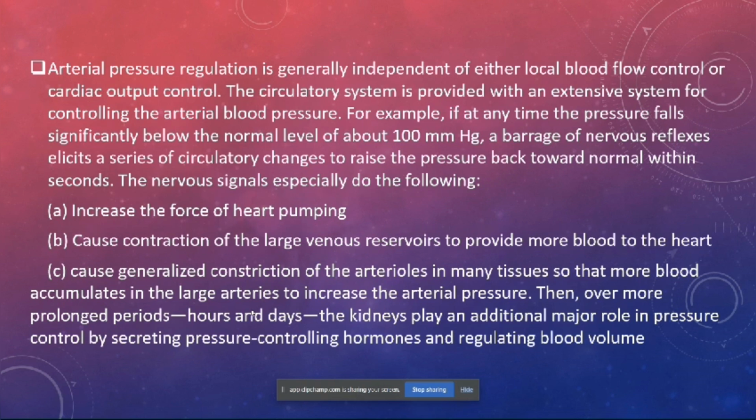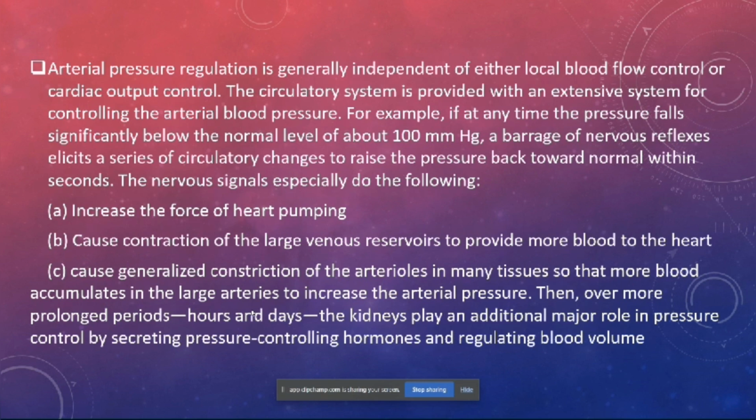For example, if at any time the pressure falls significantly below the normal level of about 100 mmHg, a barrage of nervous reflexes elicits a series of circulatory changes to raise the pressure back toward normal within seconds. The nervous signals especially do the following: increase the force of heart pumping, control contraction of the large venous reservoirs to provide more blood to the heart, and cause generalized constriction of the arterioles in many tissues so that blood accumulates in the large arteries to increase the arterial pressure.